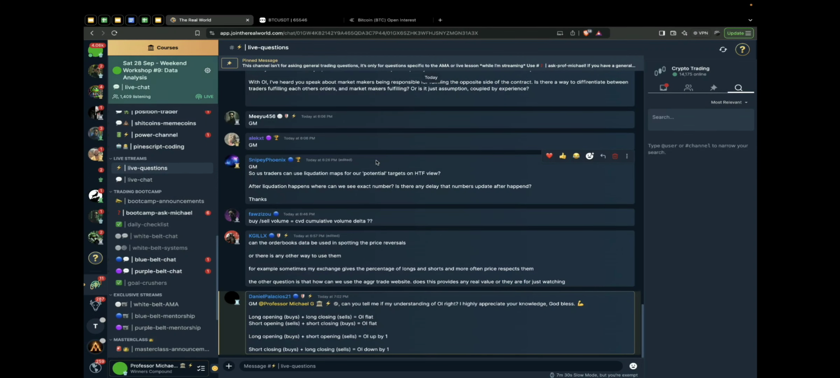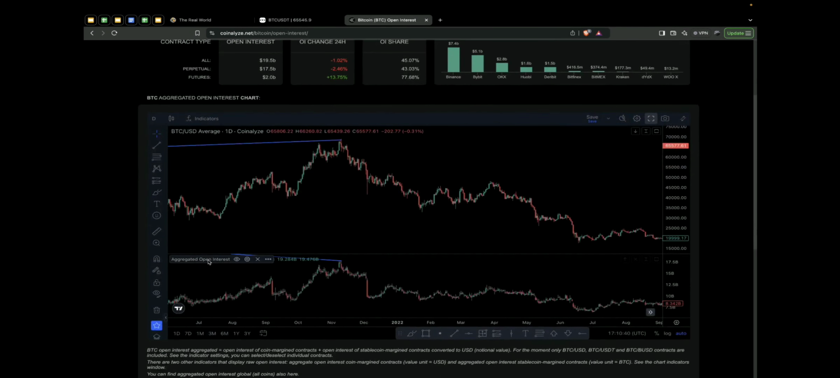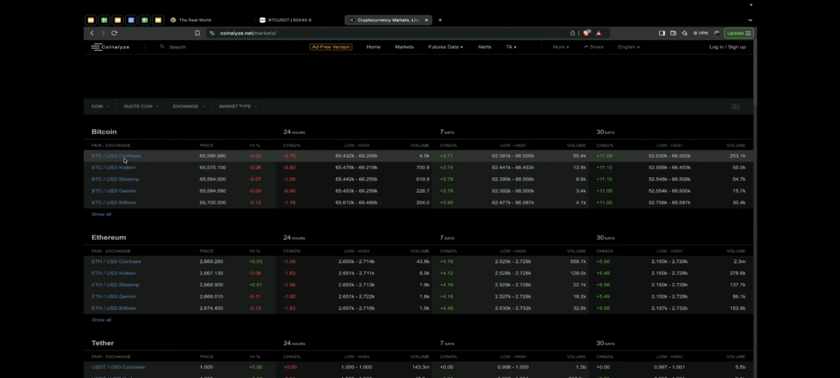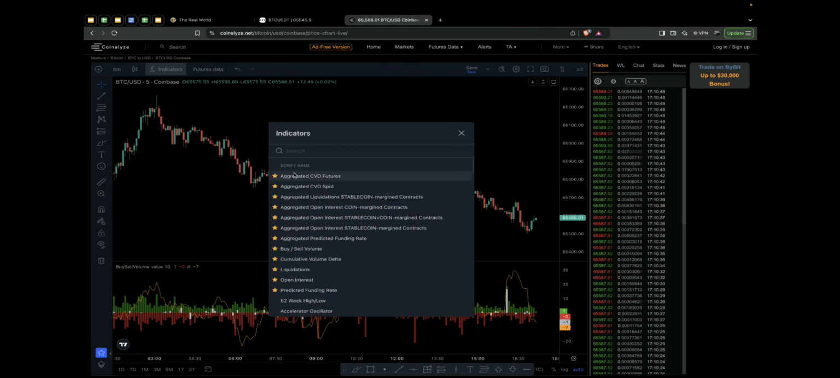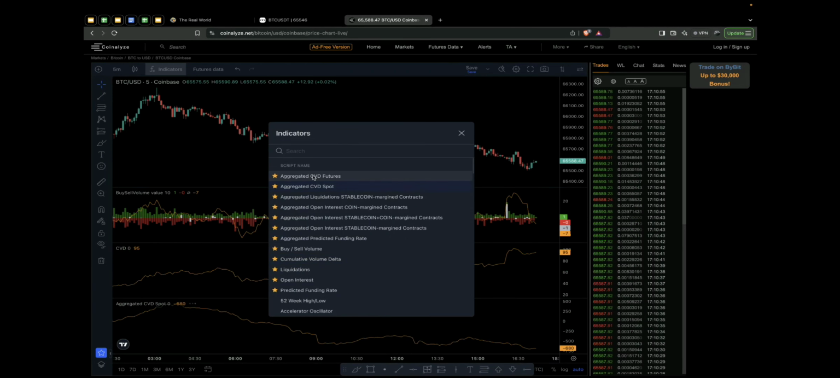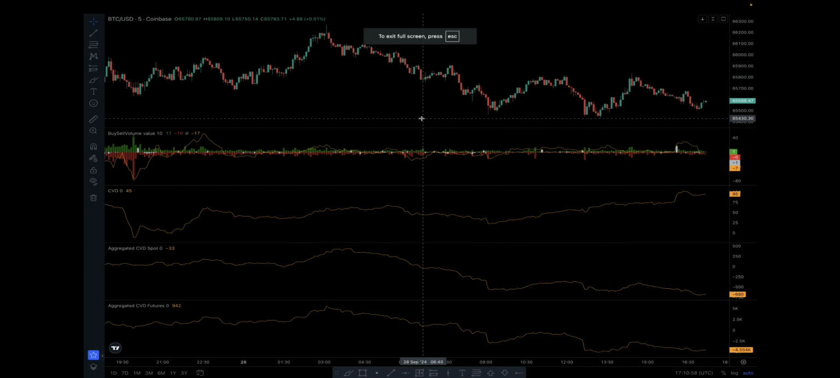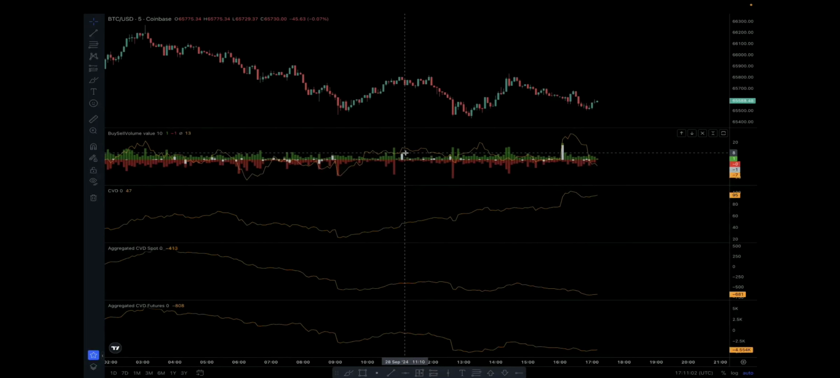Buy sell volume equals CVD, cumulative volume delta. Actually, I'll run through a few of the different ways you can set these up. That was the other thing I needed to do. So on Coinalyze, buy sell volume on Coinalyze, you also have CVD. You also have CVD aggregated, spot and futures, right? So these are all essentially the same thing. The buy sell volume will just show you the data in a different way.